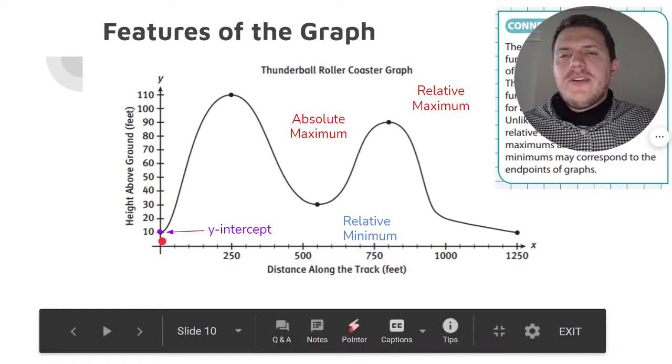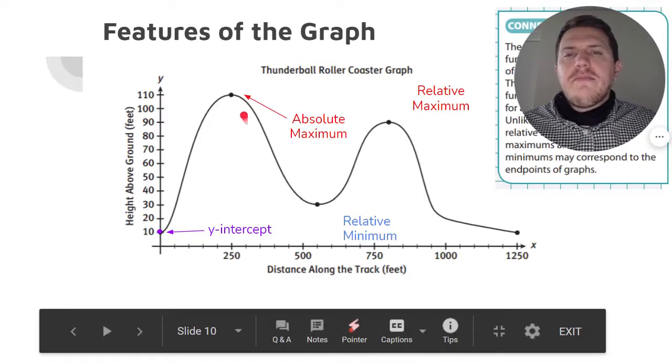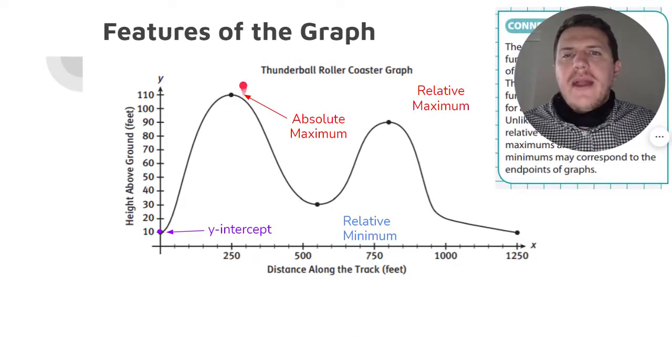In this case, it's going to be (0, 10) as the ordered pair. It's always where x is equal to 0. So (0, 10) is my y-intercept. The absolute maximum is this value right here because it's the highest point in my graph. It's the highest y value. So my absolute maximum is the point (250, 110) right here.